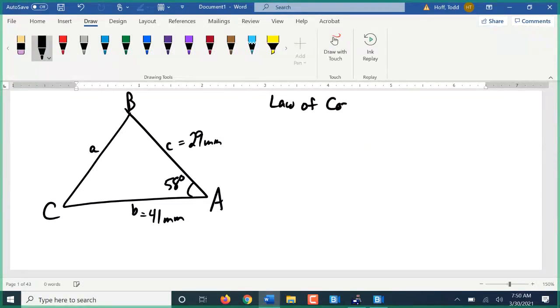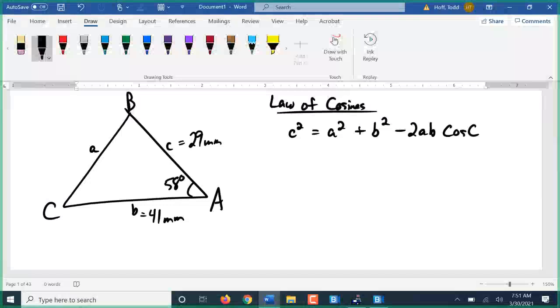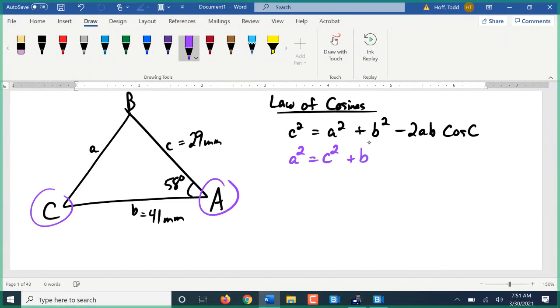Again, that's C squared equals A squared plus B squared minus 2AB cosine C. Well, here we have angle A instead of angle C. So what I want to do in my formula is trade the A and the C. So instead of C squared, this will be A squared. Instead of A squared, it'll be C squared, plus B squared minus, instead of 2AB, it's going to be 2CB. And instead of the cosine of angle C, it'll be the cosine of angle A.